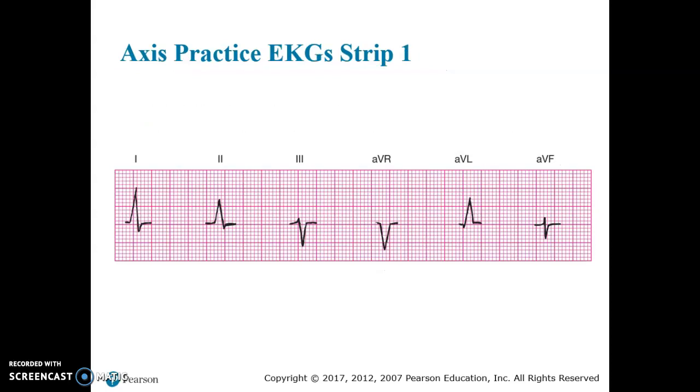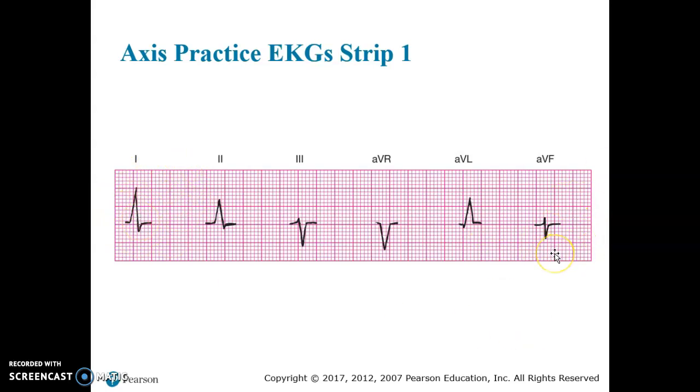So you're going to be given a strip just like this, and you're asked to determine what the axis deviation is. If you're given a test question like that, what is the first thing you should know? The first thing you should say is, I know that I have to use lead 1, and I know that I have to use AVF. Now, when I use these, that means this is lead 1, and this is lead AVF.